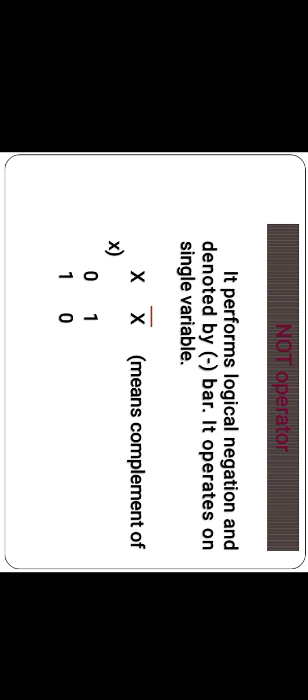Next, the NOT operator. It performs logical negation and is denoted by a complement bar. It operates on a single variable. X is the input and X bar is the output. X bar means complement of X. For 0 input, 1 is the output. For 1 input, 0 is the output.